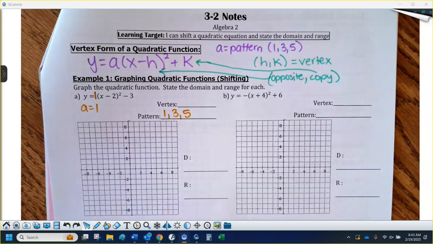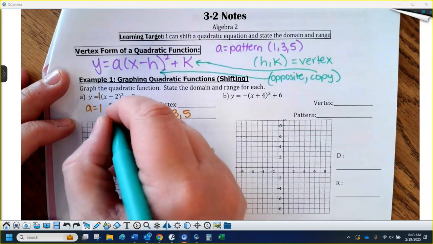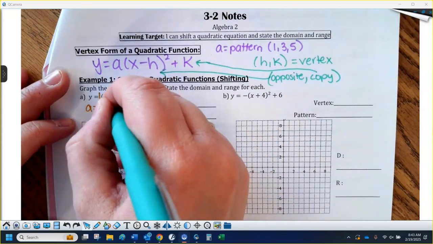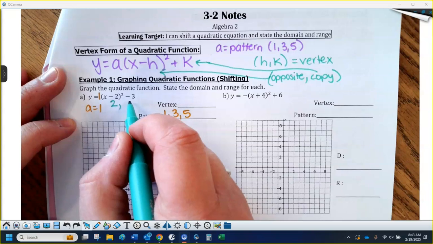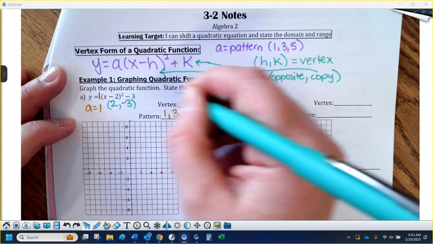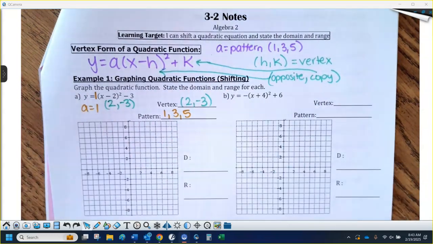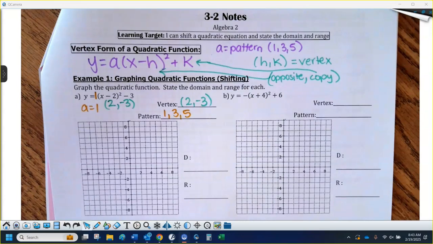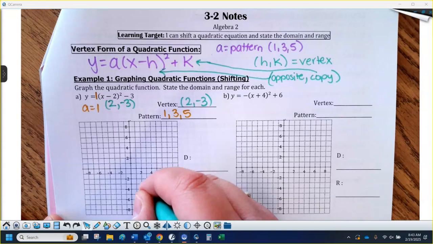Okay, so for my vertex, literally inside with the x, just write down the opposite of what that looks like. So to me that looks like a -2, so I'm going to write down +2. Whatever's outside the parentheses, just copy that down. So to me, obviously -3, so I'm just copying that. So I'm making extra work for myself, but 2, -3 should be my vertex. So all we're going to do, go to your graph, find the point, go over 2, down 3.